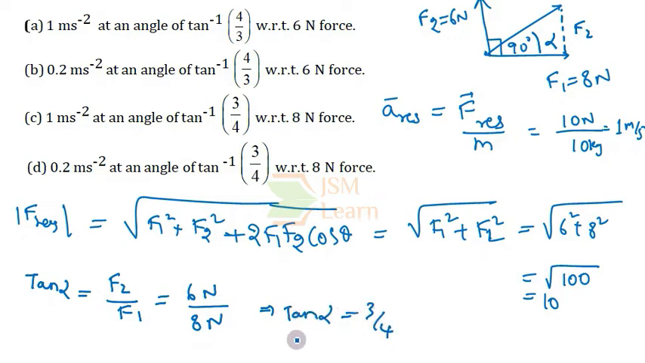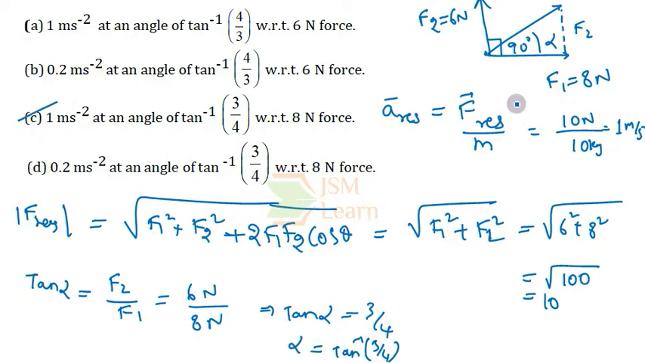So now they are asking only the angle, that is the alpha angle, the angle made by the resultant with the 8 Newtons, which is equal to tan inverse of 3 by 4. So our option C matches with our answer, that is 1 meter per second square at the angle of tan inverse of 3 by 4 with respect to 8 Newtons. So option C is true.